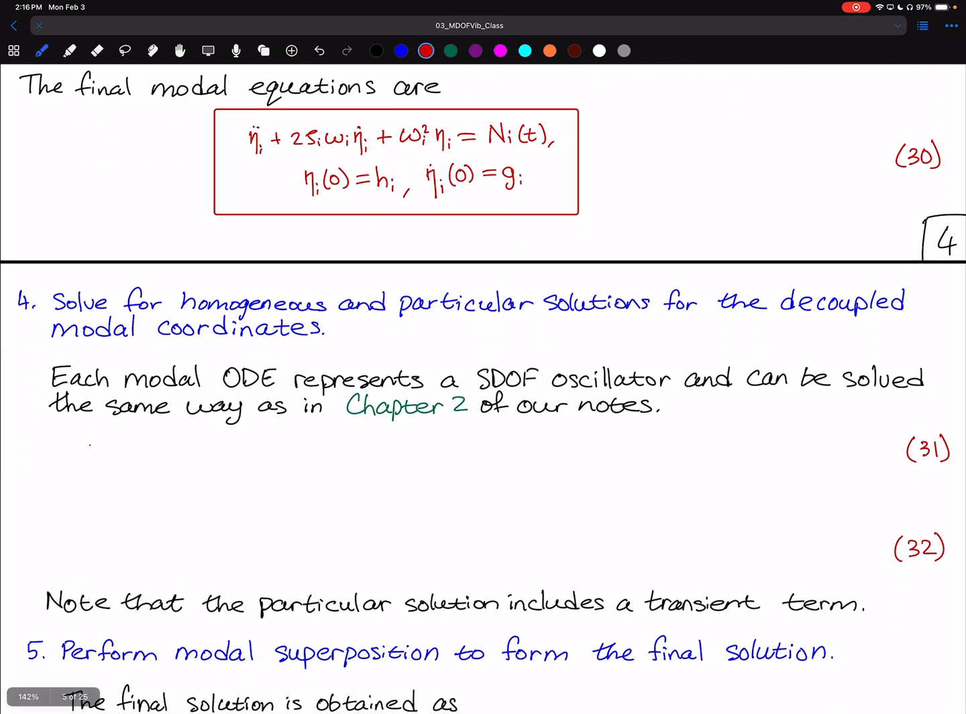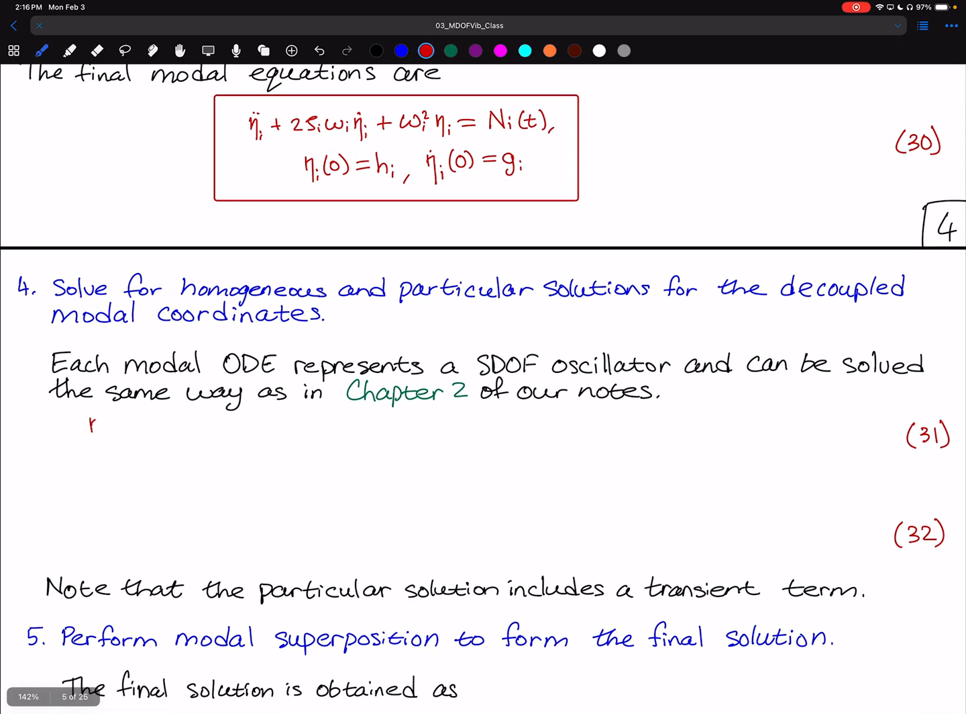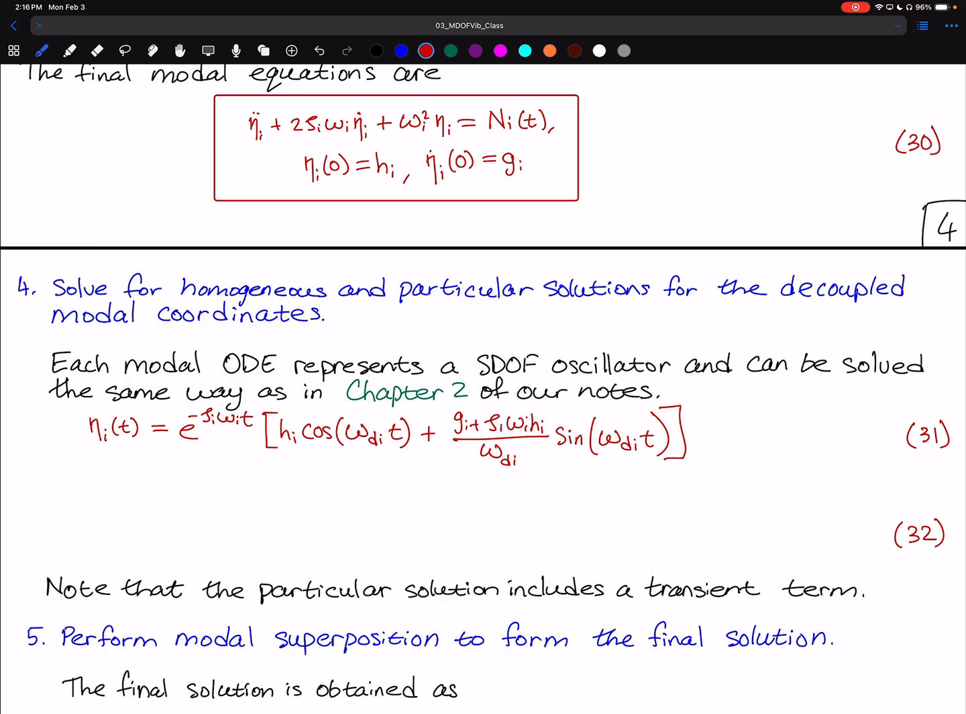So in that case, we'll find that the solution is that eta I of t is equal to e to the minus zeta I omega I t, all of that multiplied by h I times the cosine of omega di, that is the damped natural frequency of the ith mode, times t, plus g I plus zeta I omega I h I, all of that divided by omega di, times the sine of omega di t. That's our transient or free response.